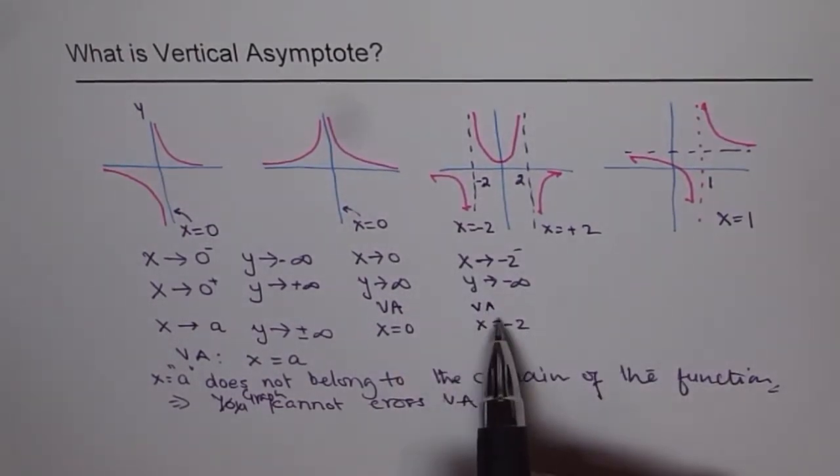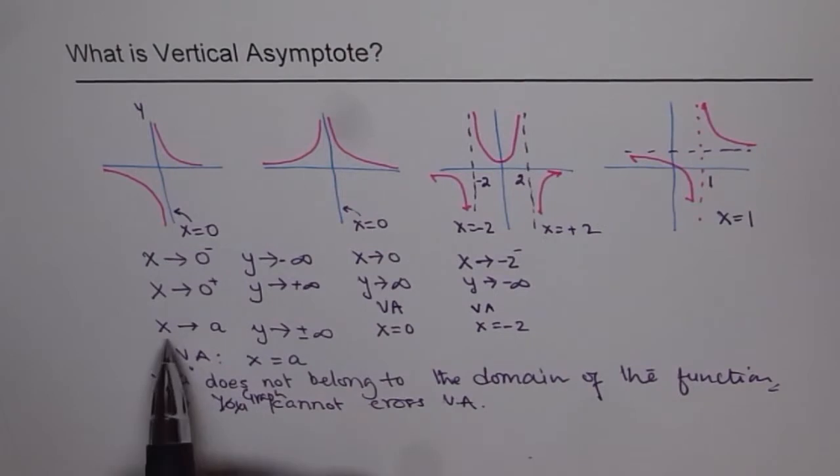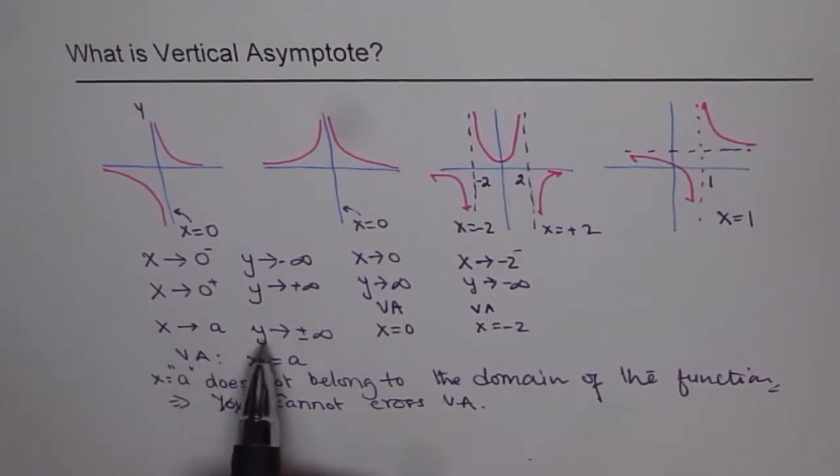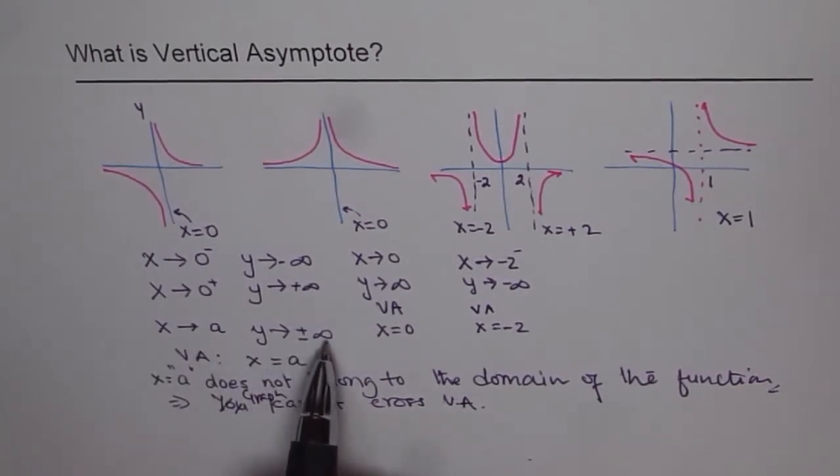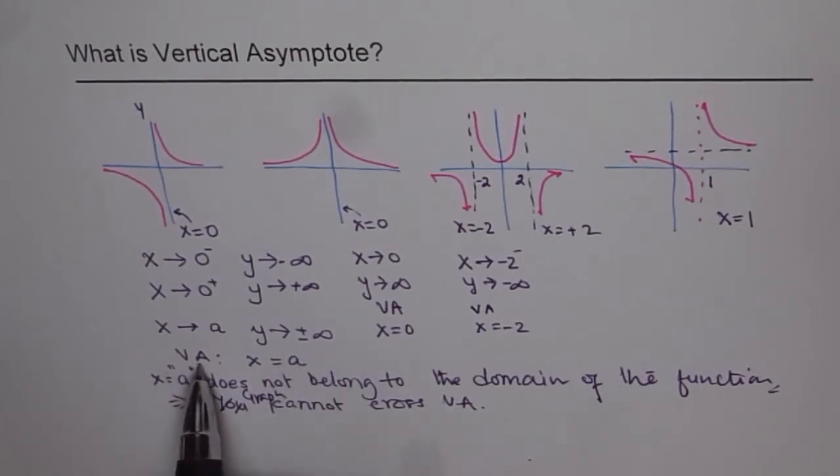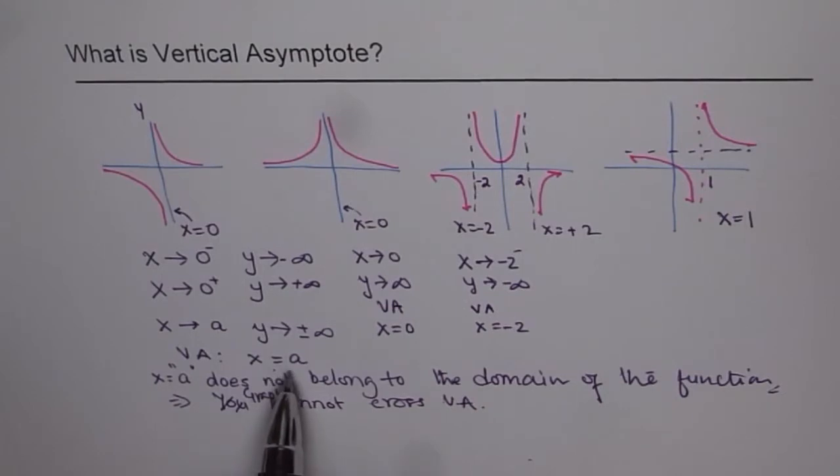So in general, we can write that if x is approaching a value a and y approaches plus or minus infinity, then a vertical asymptote exists, and the equation of the vertical asymptote is x equals a.